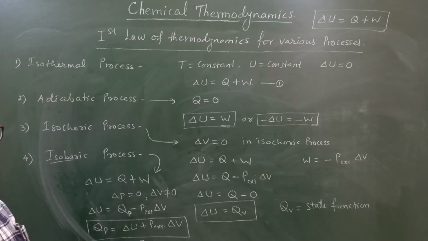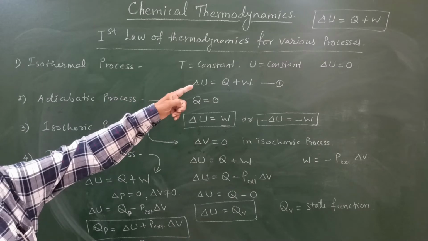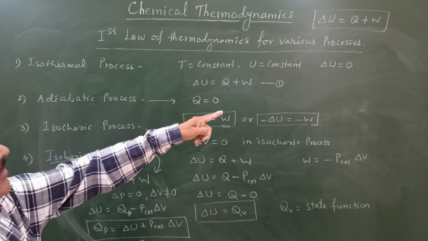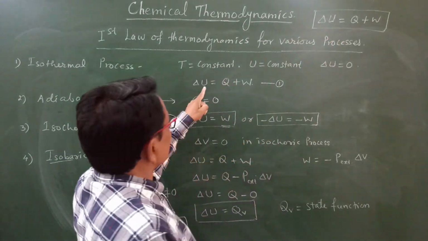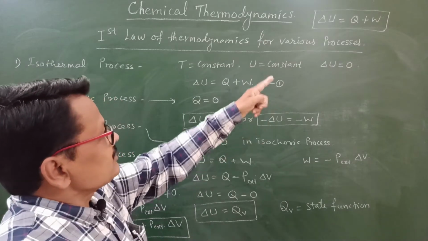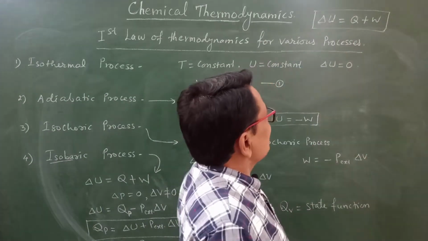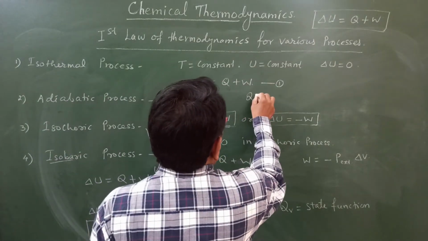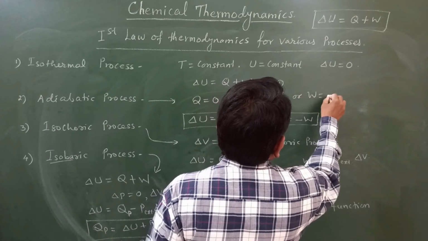In an isothermal process, we know that the temperature of the system remains constant, and as the temperature remains constant, its internal energy also remains constant, meaning the change in internal energy delta U is equal to 0. So by putting delta U is equal to 0 here, you will get Q is equal to minus W, or W is equal to minus Q.